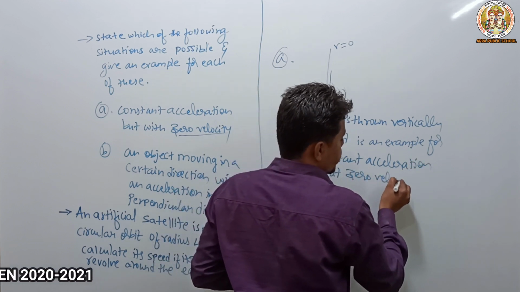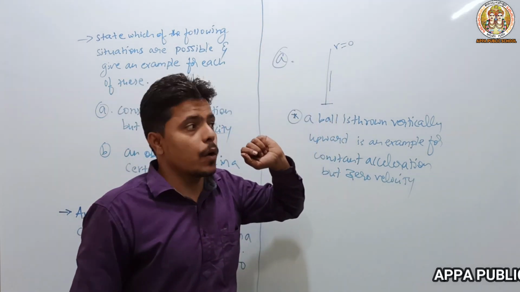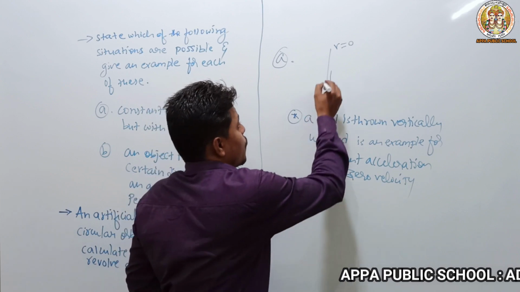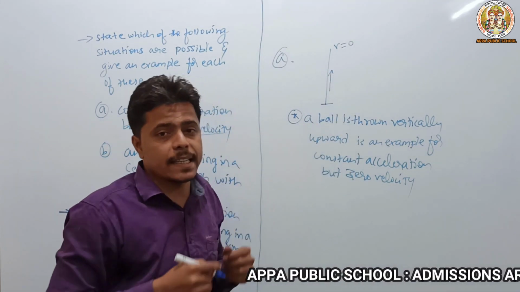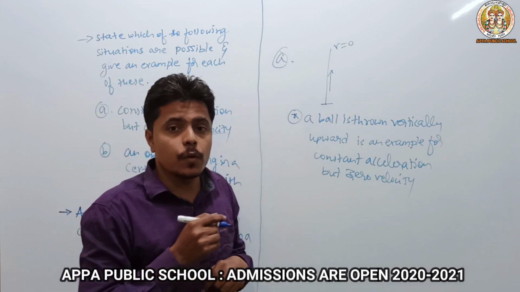Here you can see a ball is thrown vertically upward. It is moving with constant acceleration. After going some height, it is going to stop, so where v is equal to 0.